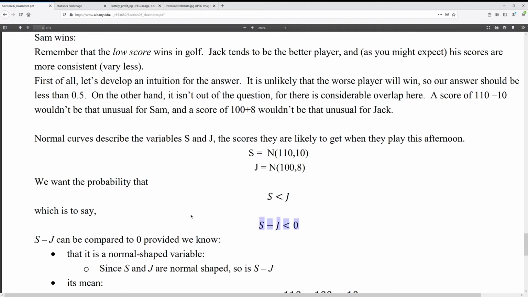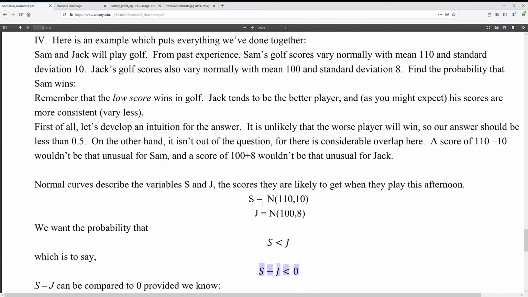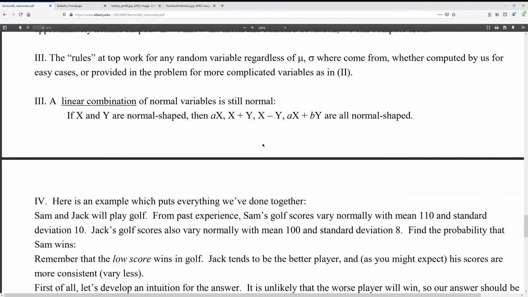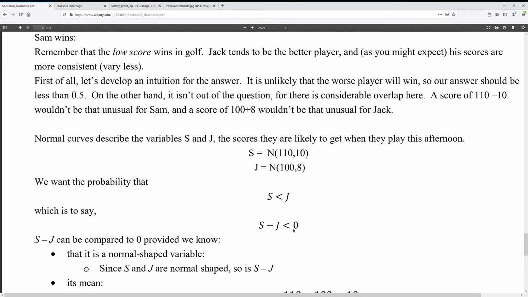So let's put it all together. Number one, if S is normal shaped and J is normal shaped, then S minus J is normal shaped. That was point 3. When you add or subtract normal shaped things, you get another normal shaped thing. A typical add problem would be time to do one thing, time to do another, time to do both. This is a typical subtract problem. You're looking at the one being less than the other, the difference being something. So S minus J is normal because S and J are both normal.